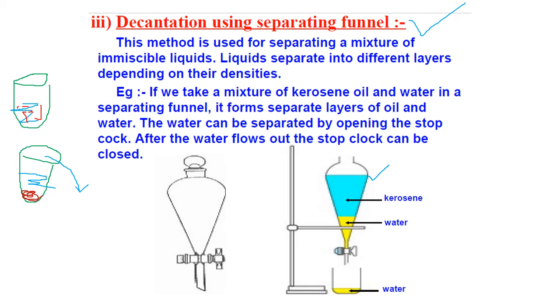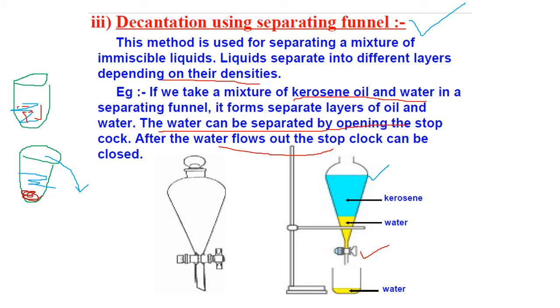One example has been given here. What is the principle behind it? The decantation process can be used only when there is a difference in densities. The mixture should have different densities, for example, kerosene oil and water. If you add kerosene oil and water into this funnel, the water can be separated by opening the stop cock. This is the stop cock, at the lower end. After the water flows out, the stop cock can be closed.